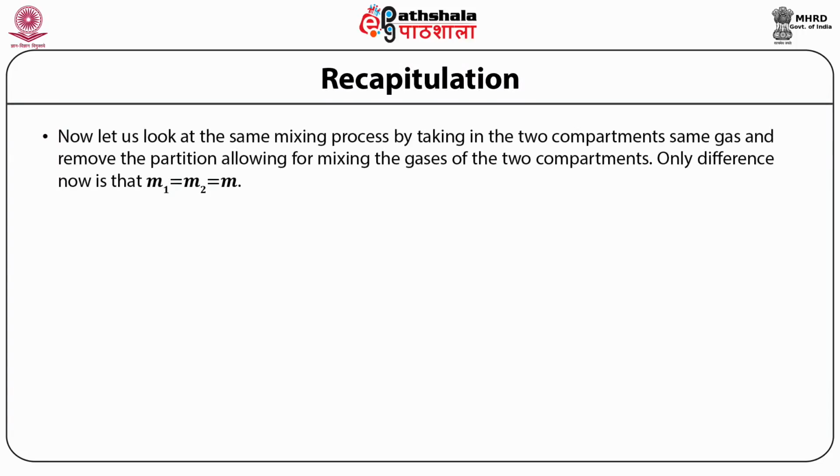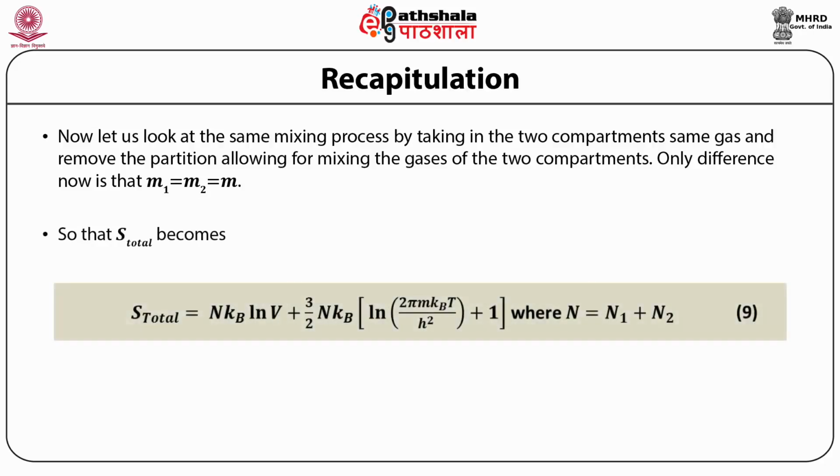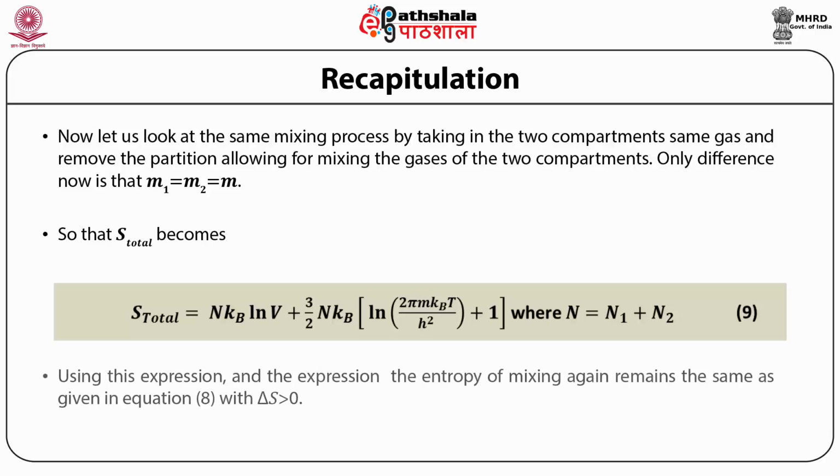Now let us look at the same mixing process by taking the same gas in the two compartments and removing the partition, allowing for mixing of the gases of the two compartments. The only difference now is that M1 is equal to M2 is equal to M, so that S total becomes N Kb log of V plus 3 by 2 N Kb multiplied by log of 2 pi m Kb T divided by h squared, plus 1, where N is equal to N1 plus N2. Using this expression, the entropy of mixing again remains the same as given in equation 8, with delta S greater than 0.